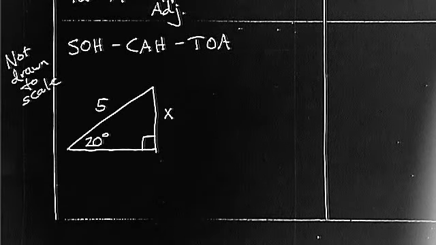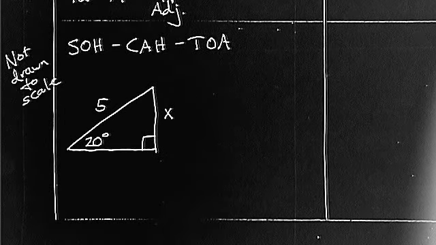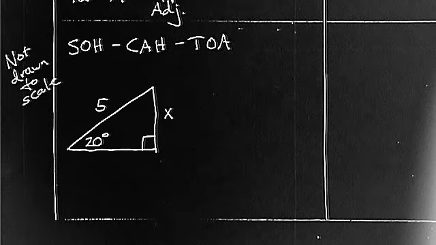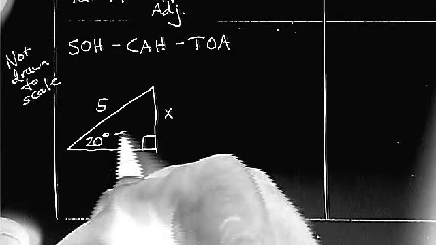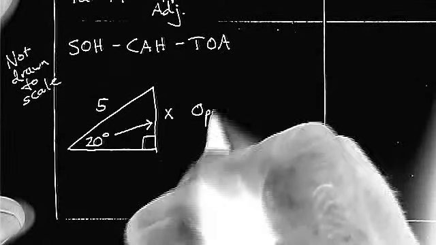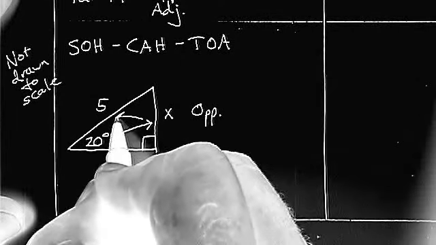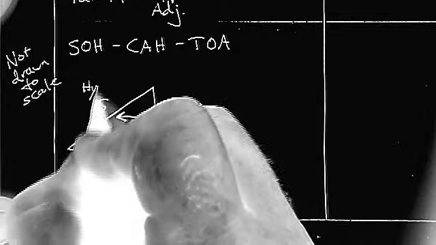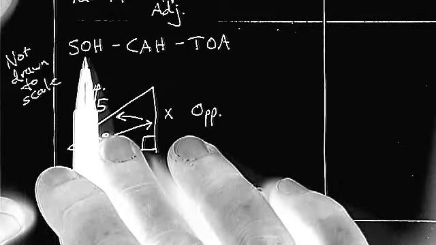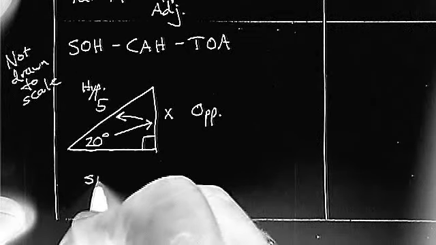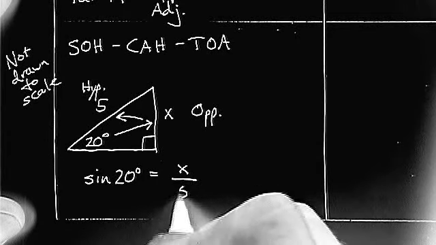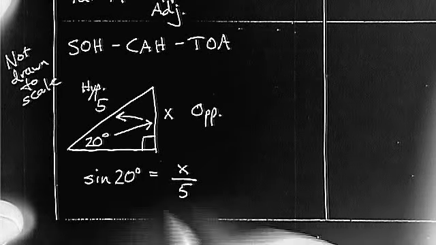So you have to think about which of the three trig functions you're dealing with. Is this sine? Is this cosine? Is this tangent? Well, based on the angle, I see that I am looking for the opposite side, but I have the hypotenuse. So which one of these uses opposite and hypotenuse? Well, it's obviously this one. So we can say the sine of 20 degrees equals x, the opposite, divided by the hypotenuse.